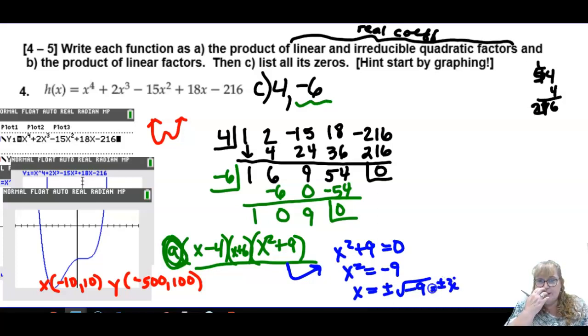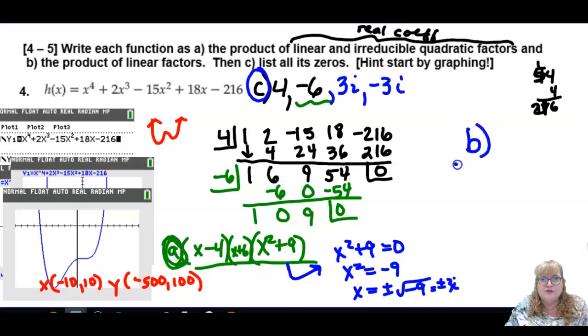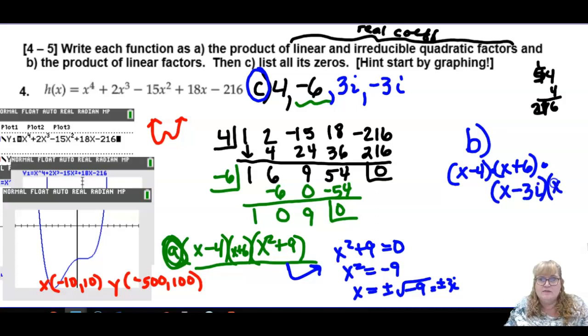All right, so we have up here 3i and -3i. We are now done with all of the zeros for part C. Part B wants the linear factors, so we had an x minus 4 and an x plus 6, but now we also have, I ran out of room, so I'm writing down here, x minus 3i and x minus -3i, which would become plus 3i. So those are the linear factors, meaning we're down to a power of x.